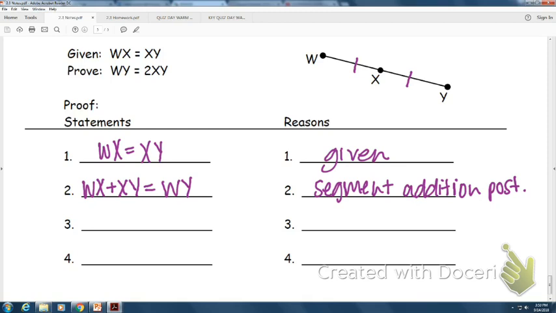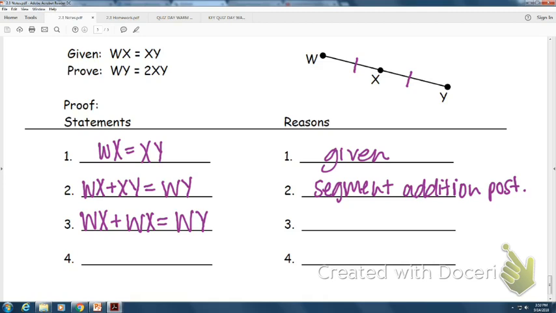We have WX equals XY. We also have WX plus XY equals WY, and our goal is to get 2XY. Yes. Substitute XY for WX. Very good. So now we have WX plus WX equals WY. Does everybody see that step? Okay. Here we have WX equals XY. So we substituted in for WX here.